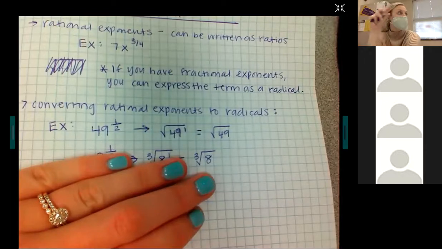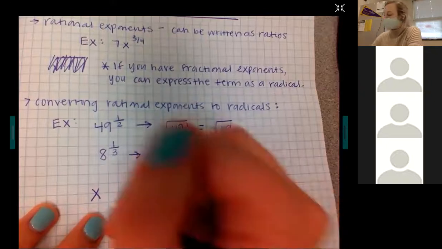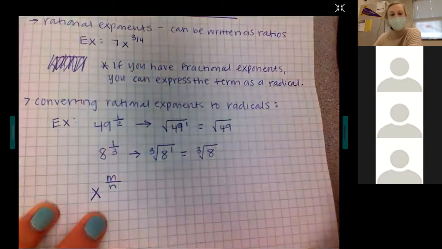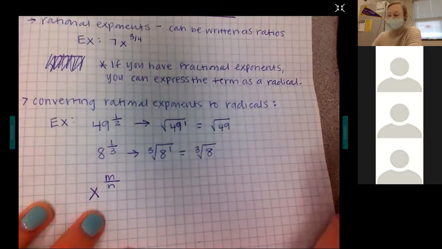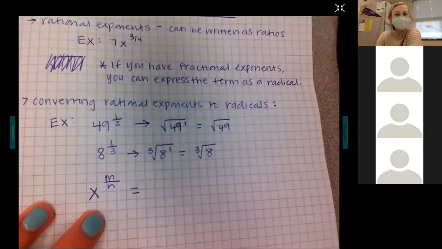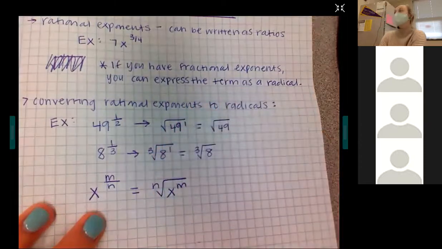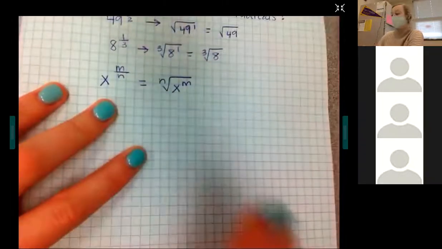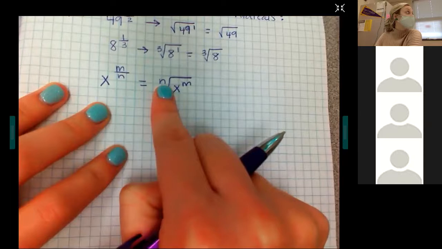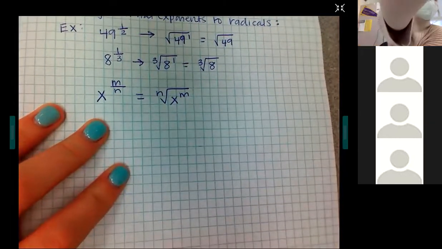So can we write that as a rule so you guys have it to look back on for your test? All right. So let's just say we have x raised to the m over n. How would I write that as a radical? The n root of x to the m. Very good, Carter. X to the m. Good. So remember, the denominator is the index outside. The numerator will become the exponent inside. So there's a rule for you to look back on.